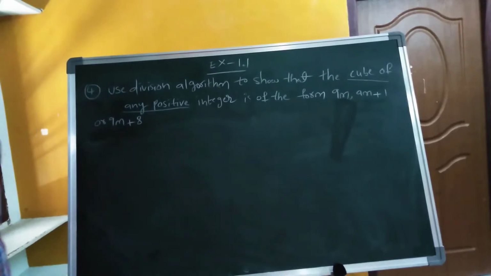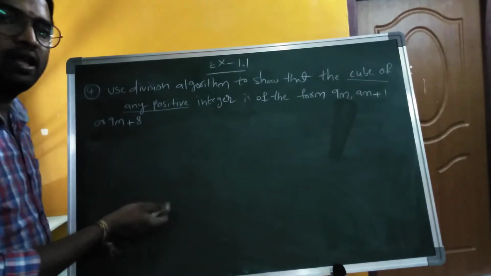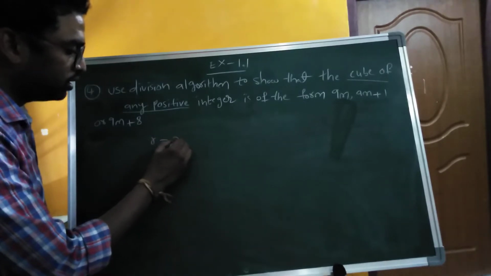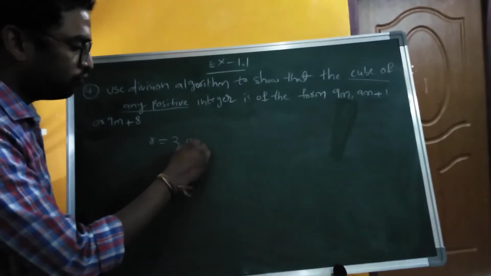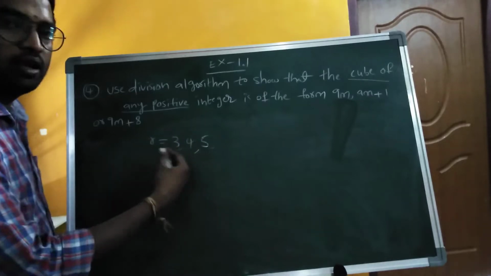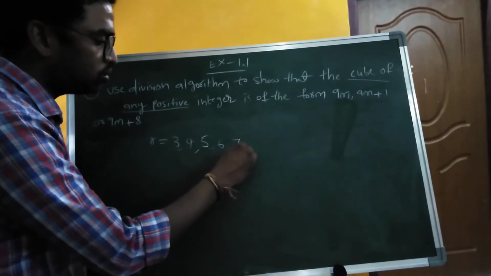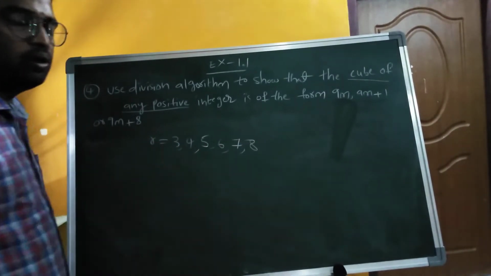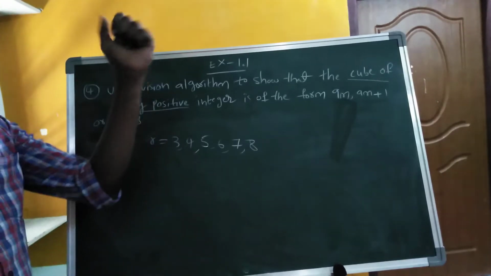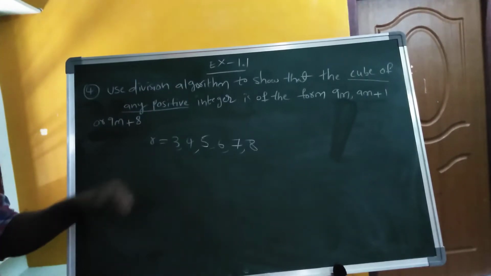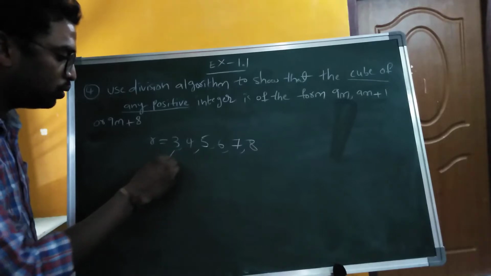Now you will solve the remaining problem when we are applying r is equal to 3, r is equal to 4, r is equal to 5, r is equal to 6, r is equal to 7, r is equal to 8. You can solve this problem, okay, the remaining problem. So I will give you one hint.